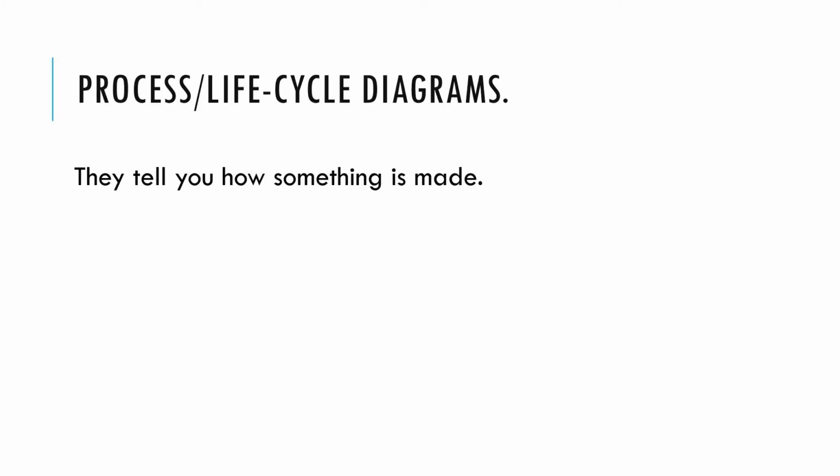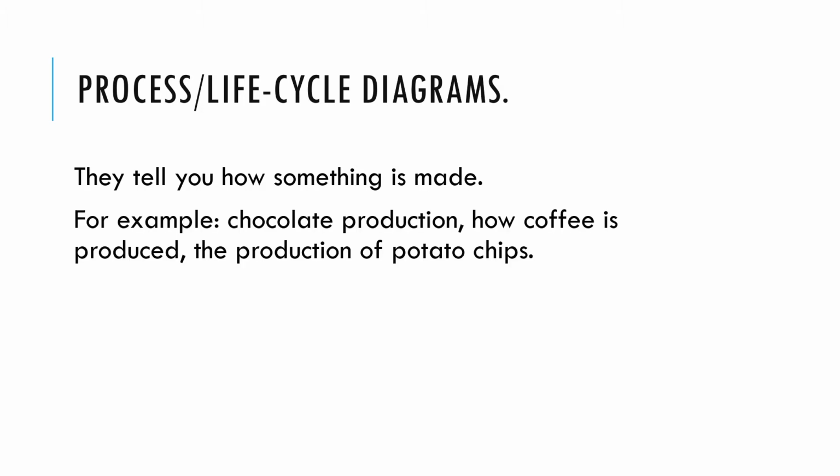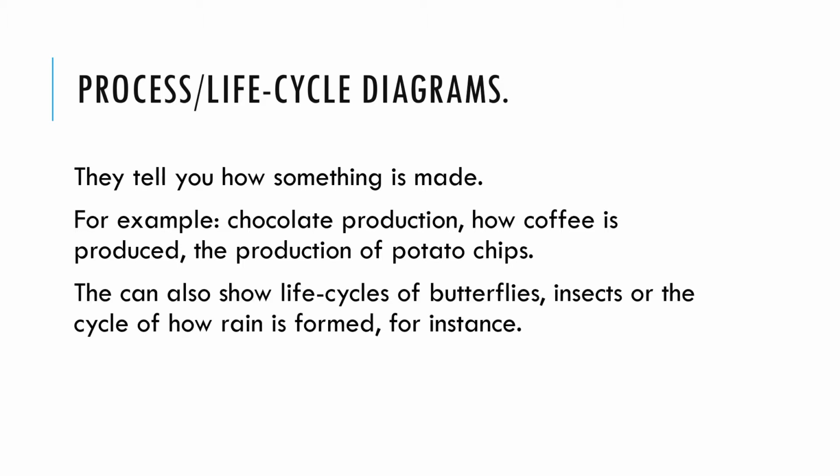Process diagrams tell you how something is made. They tell you the method for chocolate production, how coffee is produced, or the production of potato chips. On the other hand, life cycles show you the life cycle of a butterfly, insect, or how rain is formed.